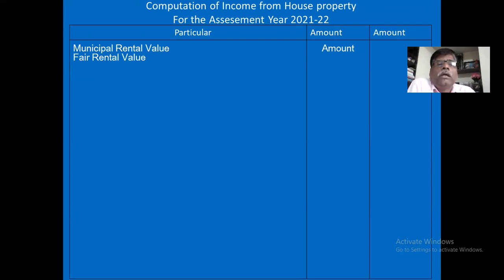Second, you take the fair rental value. Fair rental value means it is the rental value of the same building in the same locality. That is called fair rent. You take the two amounts and compare them. Whichever is more, you take to the outer column. The first step completes. And in the second step, you take the standard rent.